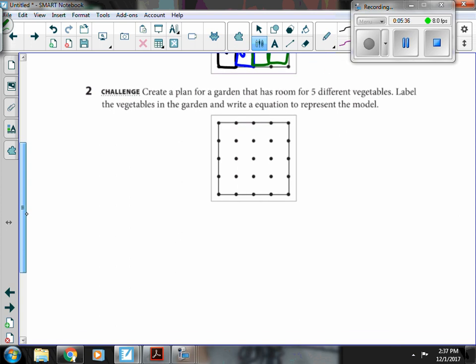And then number 2 on the back says create a plan for the garden that has room for 5 different vegetables. Label the vegetables in the garden and write an equation to represent the model. Yours can be very, very different from mine. Okay? I'm going to say that I have 1/2 of my garden is tomatoes.